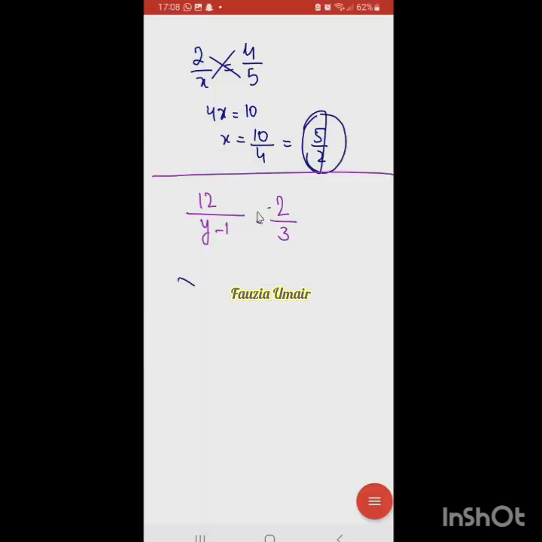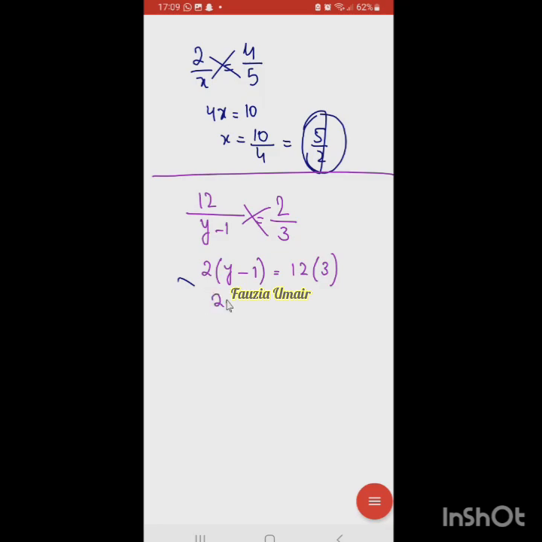So we can cross multiply. Now, how can we write it down? 2 multiplied with y minus 1 is equal to 12 multiplied with 3. So now what to do on this side, Amrish? The bracket has come. We need to expand the bracket. The 2 is multiplied with both.